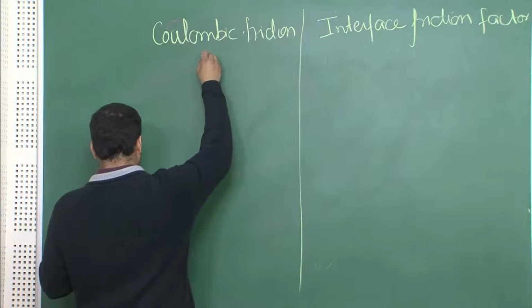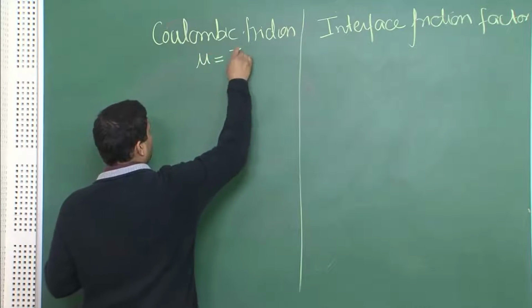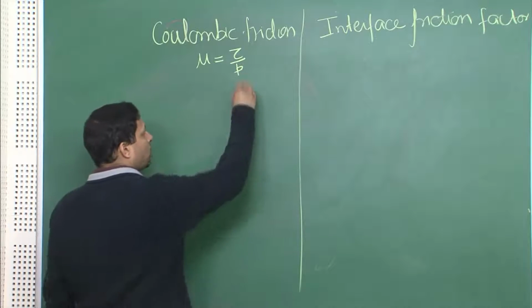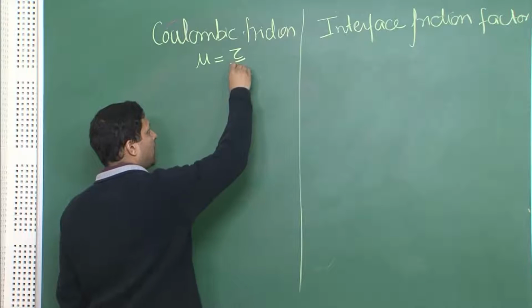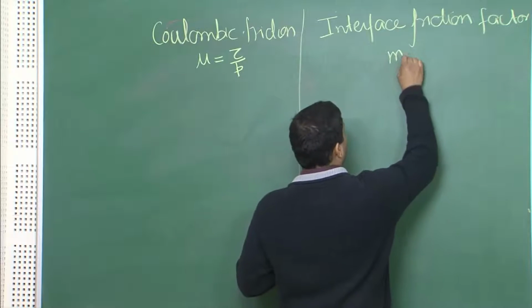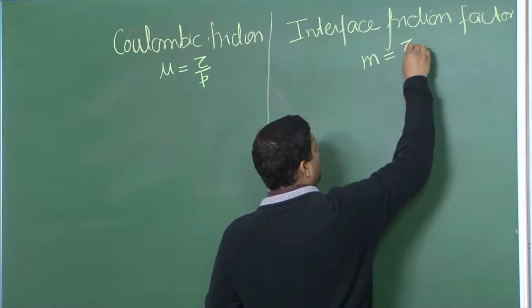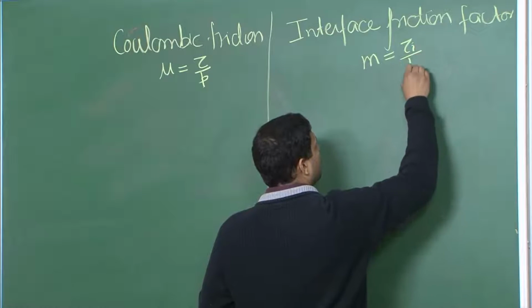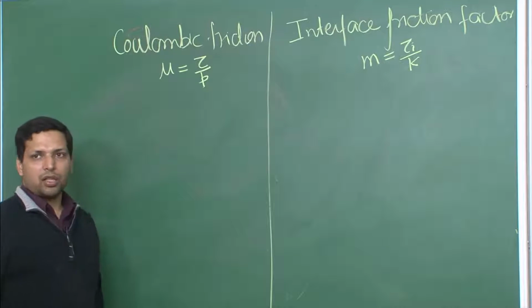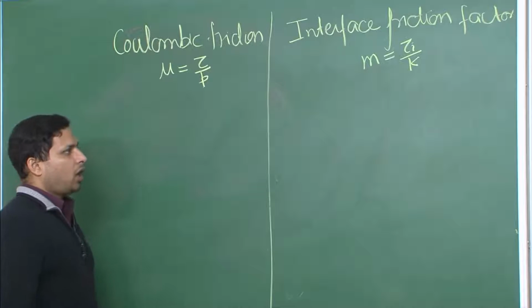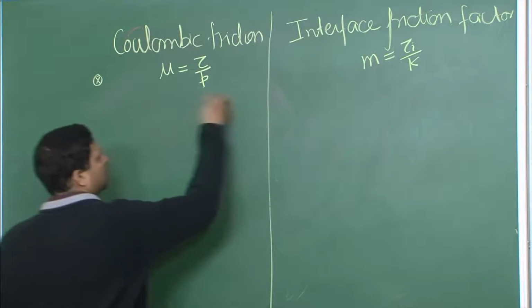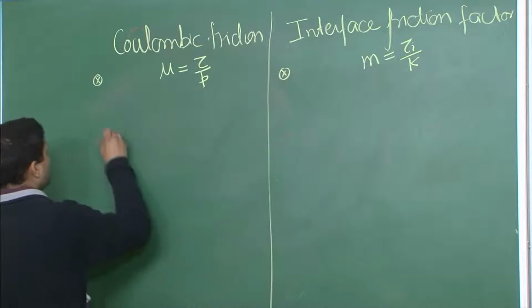Coulombic friction was defined by mu, where mu is equal to tau over P. Tau is the shear stress at the interface and P is the normal stress. Interface friction factor is defined by M. M is equal to tau I over K. Tau I is the interface shear strength or the shear stress at the interface, and K is the yield shear strength. So, this is the basic definition.